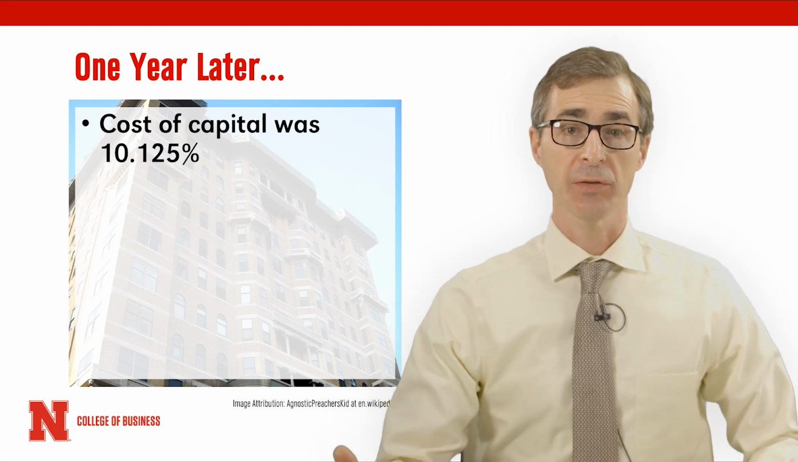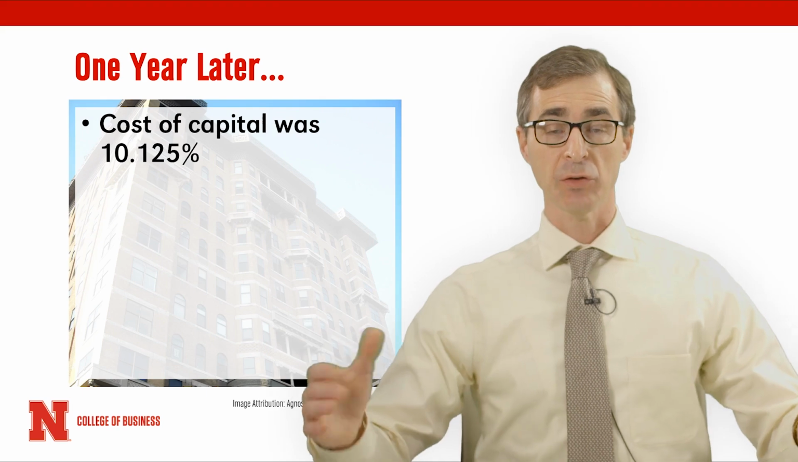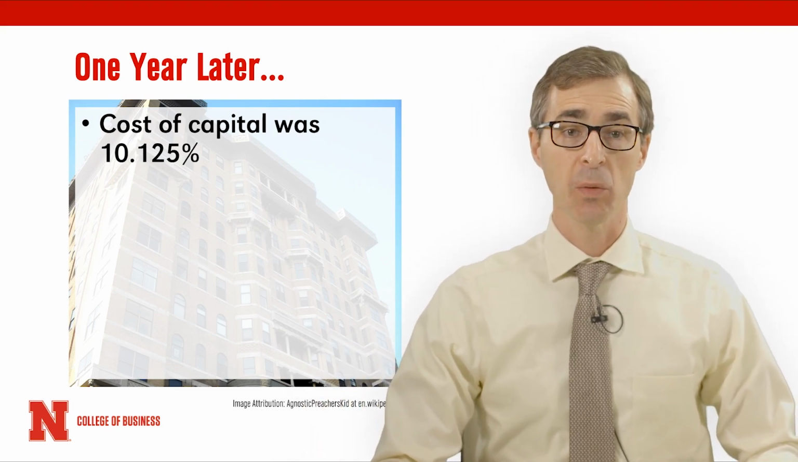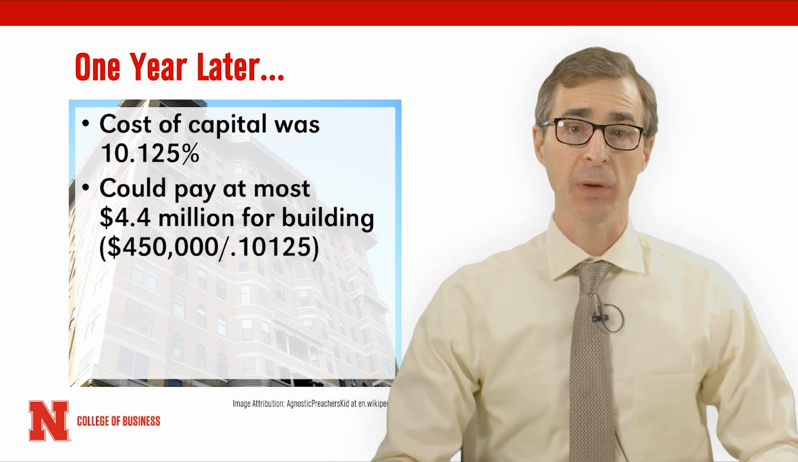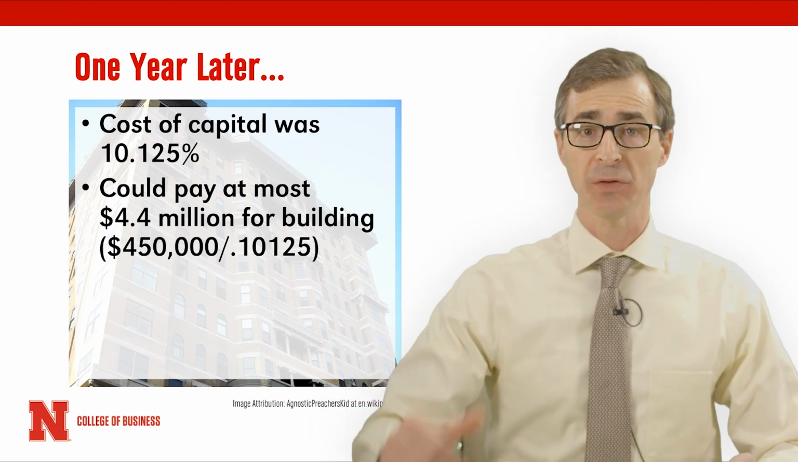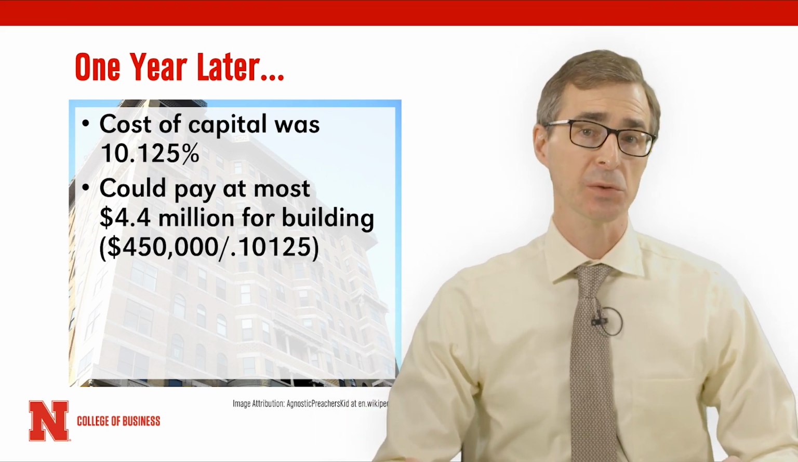The new cost of capital, taking new percentages for the equity and bank investors, and the new rate offered by the bank, worked out to be 10.125%, or 10 1/8%. At that rate, Mr. Matthews could pay a maximum of only $4.4 million, much lower than the ceiling that he had calculated previously. Now, this story illustrates a couple of things.